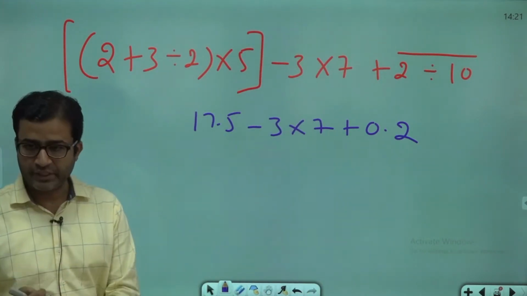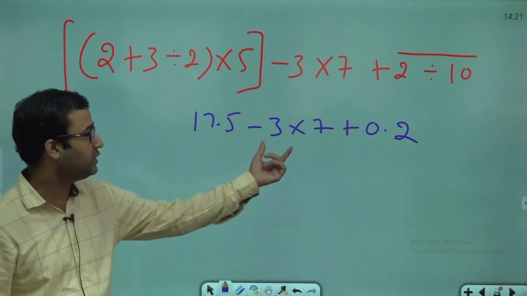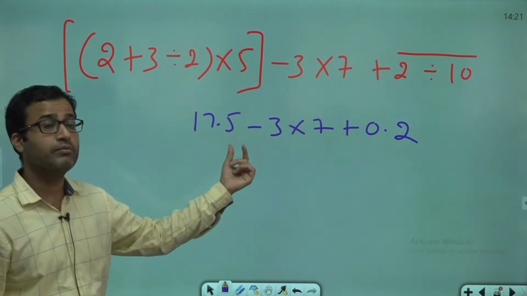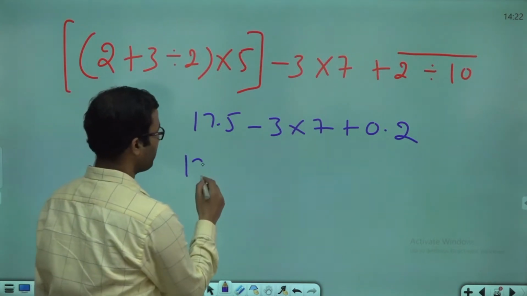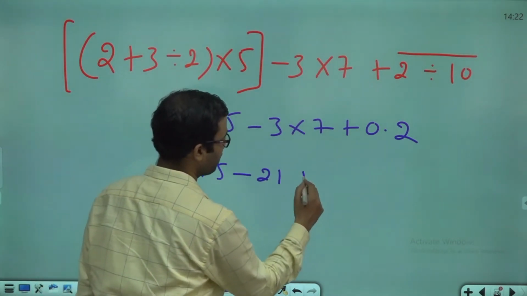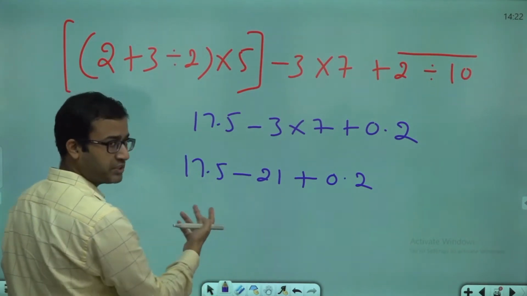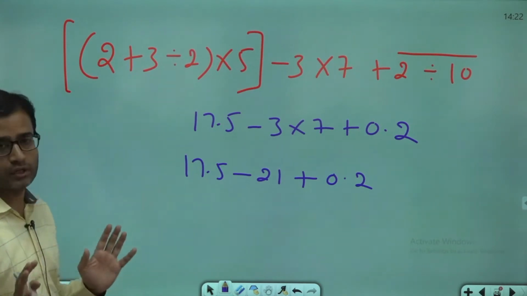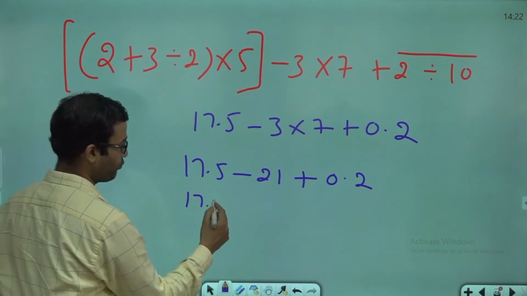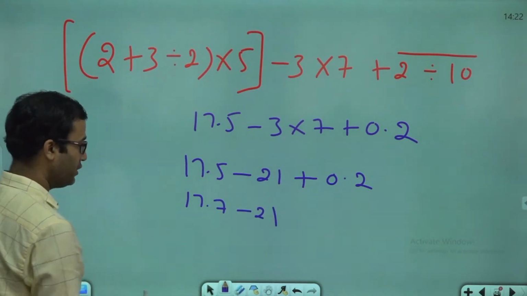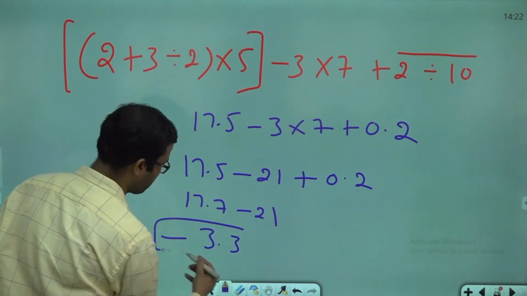Now here, division, multiplication, addition, subtraction. There is no division, so there is multiplication, and you are multiplying minus 3 with 7. It will be minus 21. So 17.5 minus 21 plus 0.2. Now you have addition, subtraction; you can go with a single go. There are two positive values, one negative value. Overall you have 17.7 and minus 21, so it will be a negative answer. Minus 3.3 is the answer.